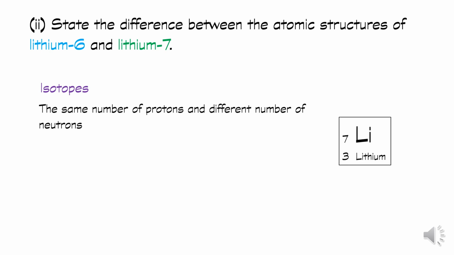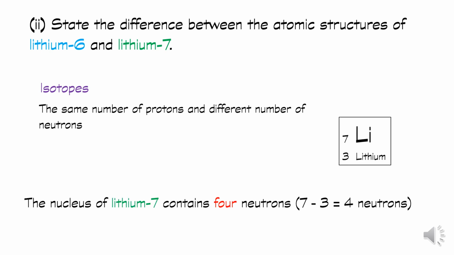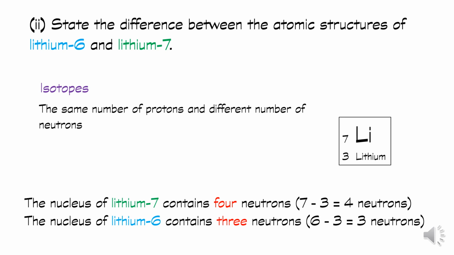And if we look closer at the lithium atom, we can actually see that the nucleus of lithium 7 would have 4 neutrons, mass number minus the atomic number, which gives us 4 neutrons. However, the one of lithium 6 would have 1 less mass number, which means we would have to do 6 minus 3, which is the atomic number, and it doesn't change, and it gives us 3 neutrons. So the difference between them is the number of neutrons.